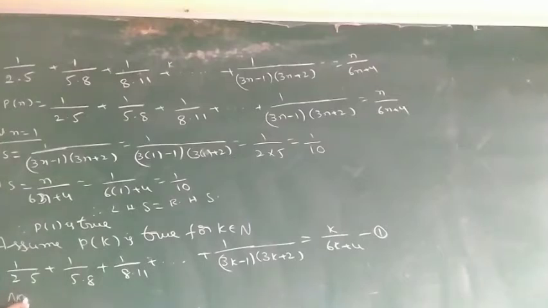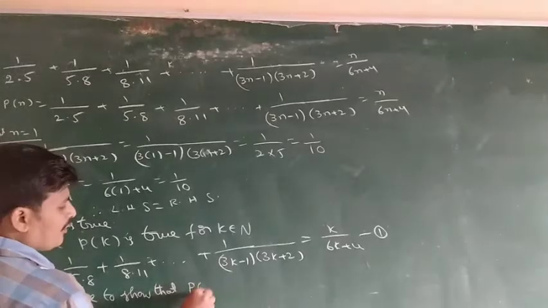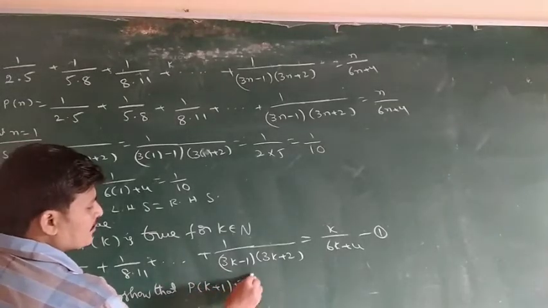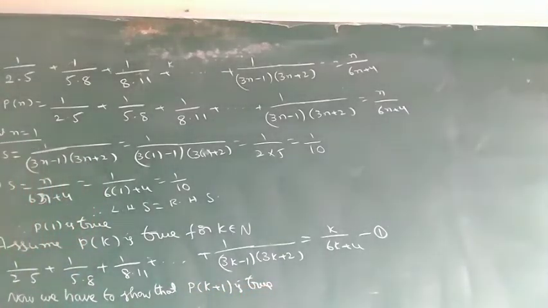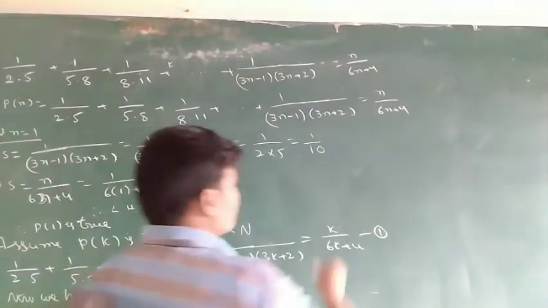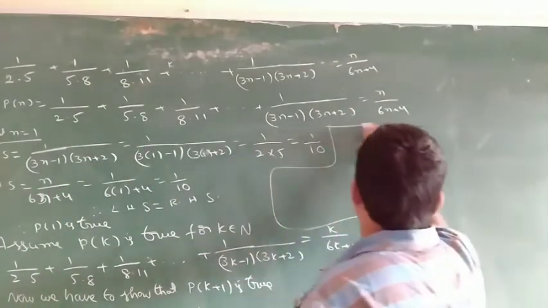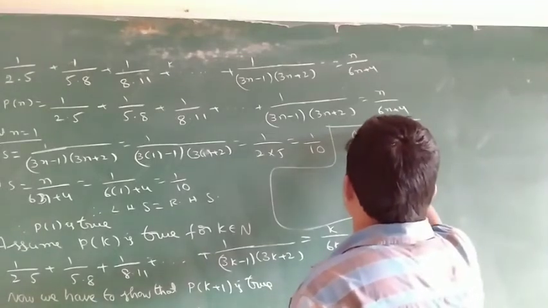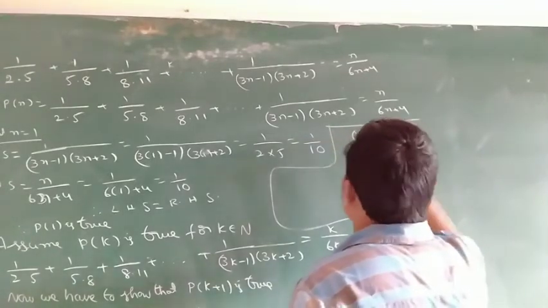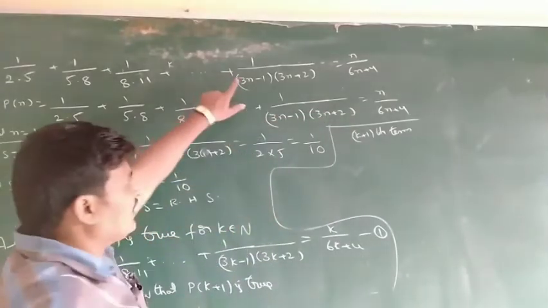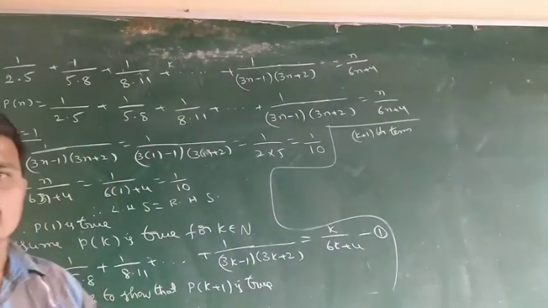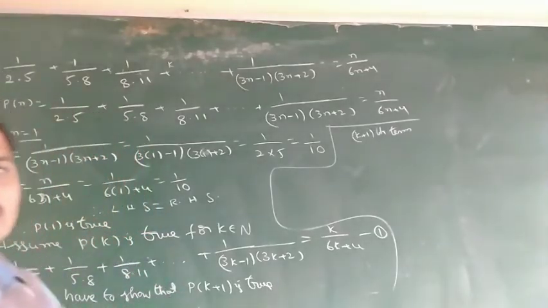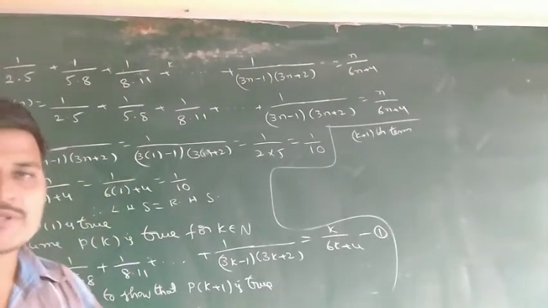Next, now we have to show that P of k plus 1 is true. So next, what is the k plus 1th term? The k plus 1th term is the nth term with n equal to k plus 1. Substitute n equal to k plus 1, and we'll get the k plus 1th term.